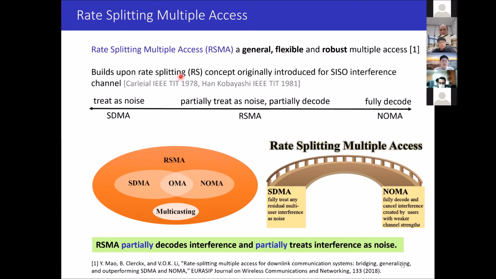The idea of RSMA builds upon the concept of rate splitting that was introduced for the two-user single antenna interference channel 40 years ago by Carleial and Han and Kobayashi, and is being exploited in different settings here. First, when you have multi-antenna, but second, and mainly, when you have a broadcast channel, so when you have one transmitter serving multiple users. This is what we're going to really exploit today. The key is really this rate splitting. It enables us to partially treat interference as noise and partially decode it. And by adjusting those two parts, we can really bridge SDMA on one hand and NOMA on the other hand.